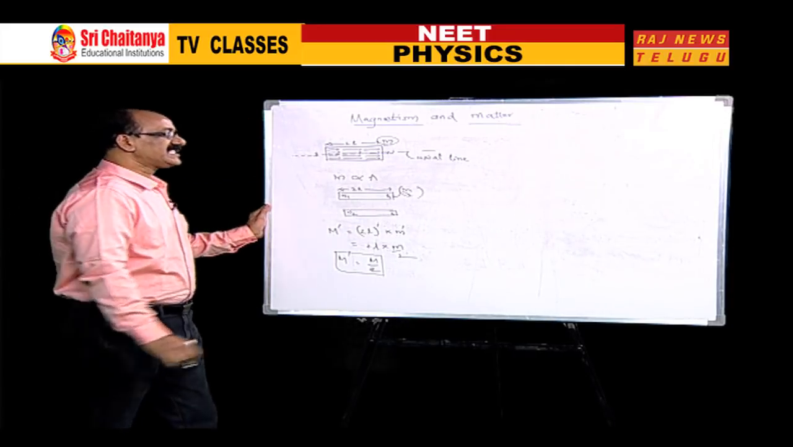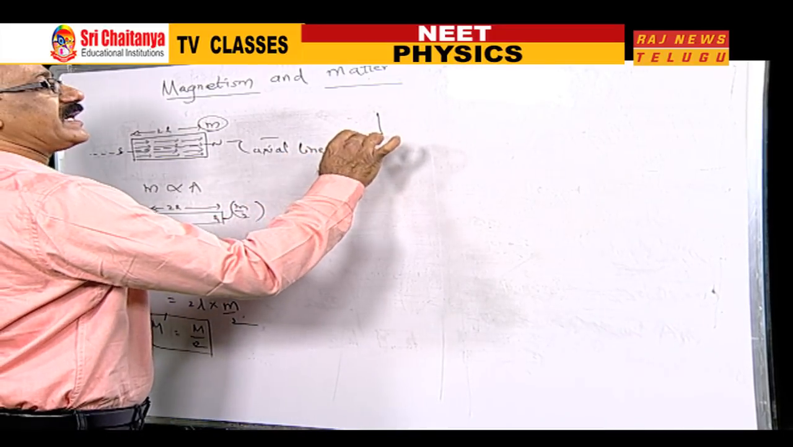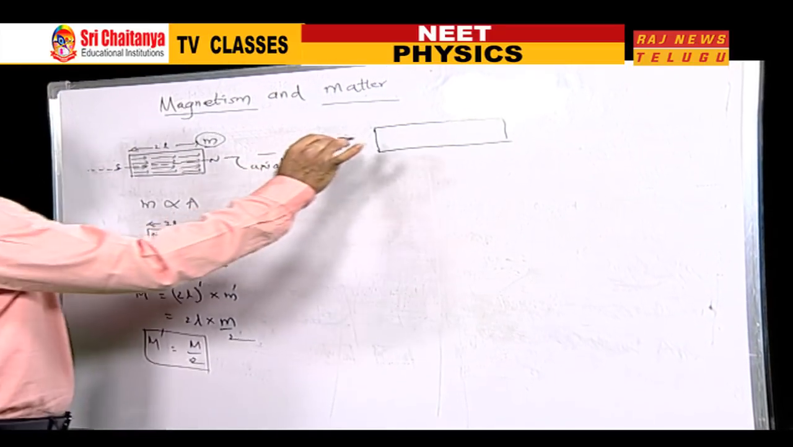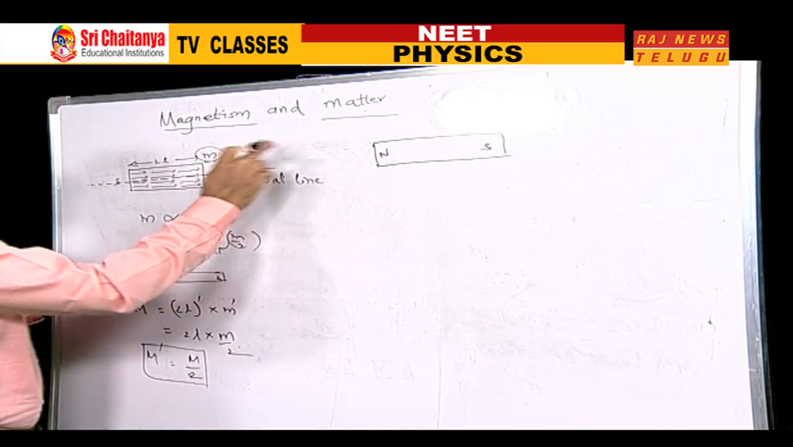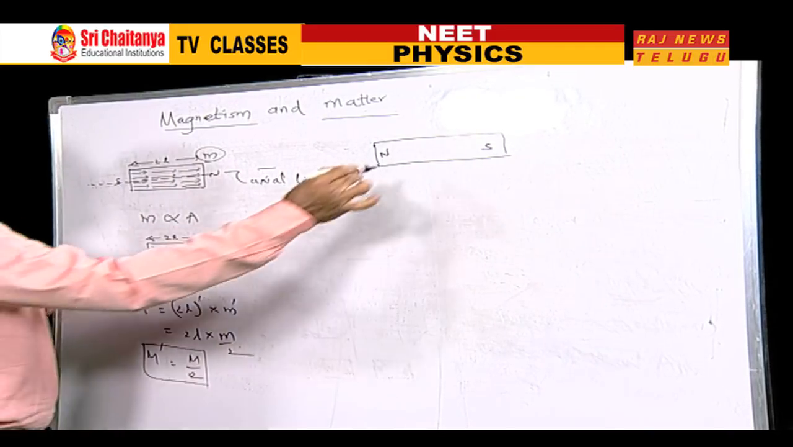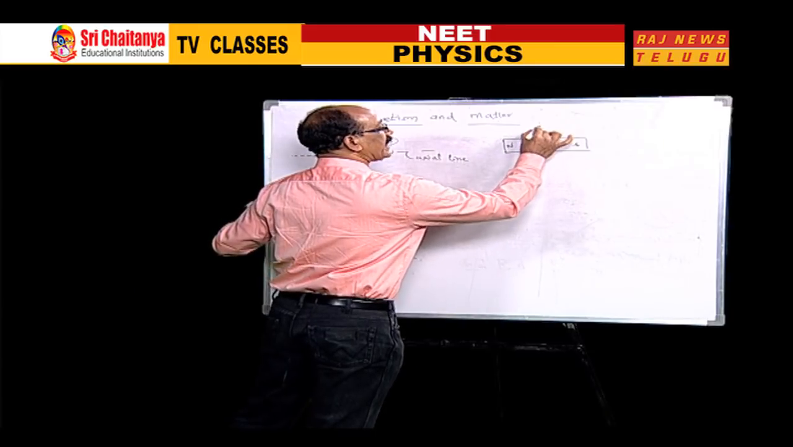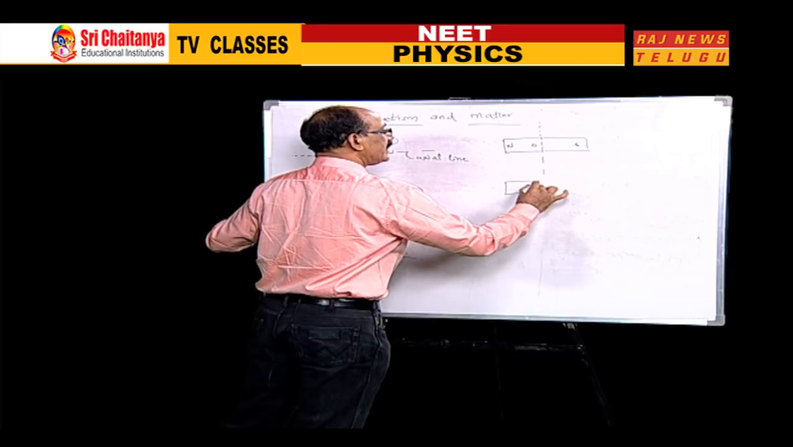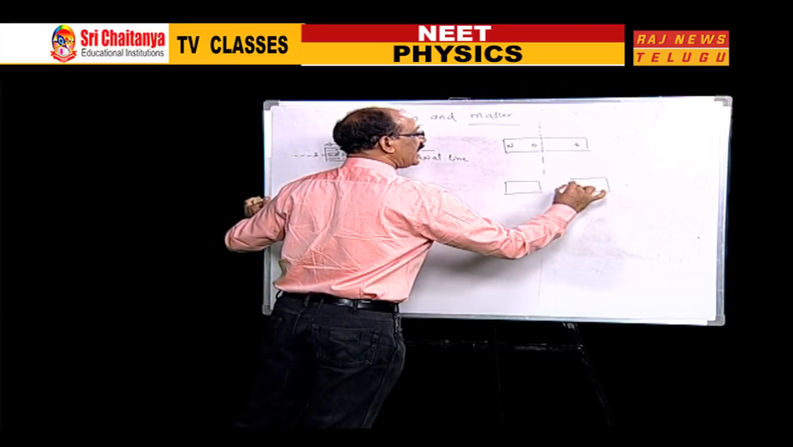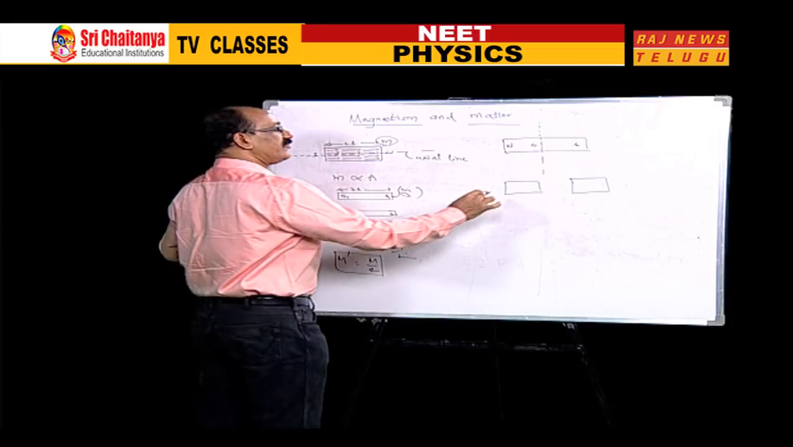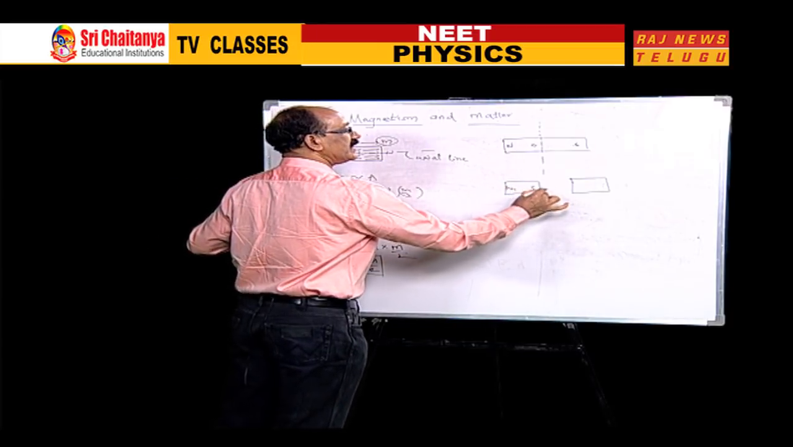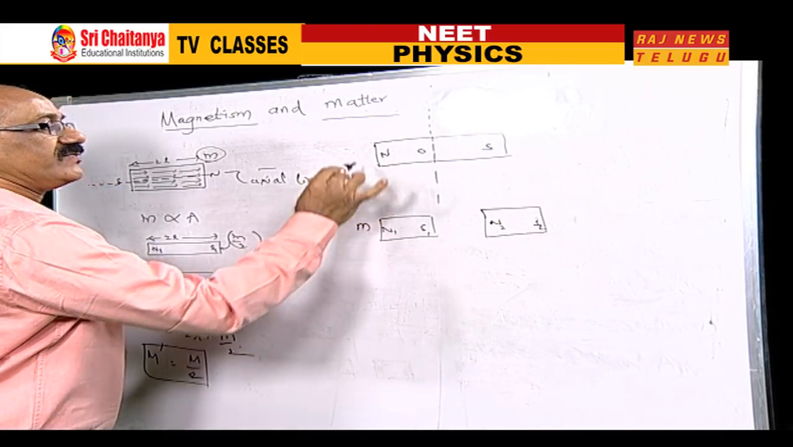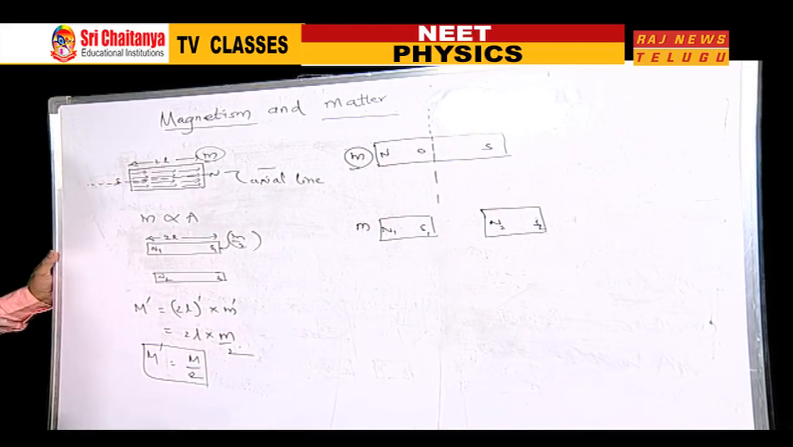Now let us see the case when the given bar magnet is cut into two identical pieces along its equatorial line. As we discussed, the magnetic pole strength of each pole is M, and this is the midpoint of the magnet. So this is the equatorial line. So we get two pieces. Each piece has the same area as that of the original magnet. Therefore, the pole strength of each piece will remain the same as that of the original, if the magnetic pole strength of the original magnet is M.